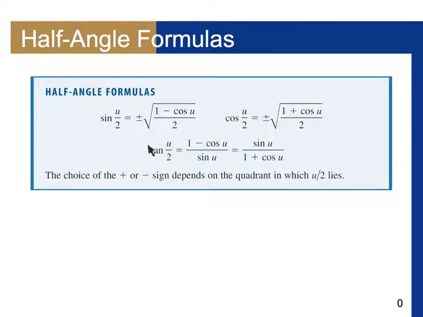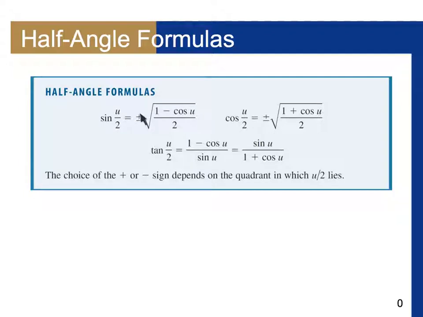Okay, and the other thing we'll look at in the section is half angle formulas. I won't worry about tangent, we'll just do sine and cosine. So let's say we're taking an angle u and we want to look at half of it. Let's say u is 30 and we want to look at 15, so u over 2 would be 15. So sine of u over 2 is plus or minus the square root of (1 minus cosine of u) over 2, and then the cosine of u over 2 is plus or minus the square root of (1 plus cosine of u) over 2.